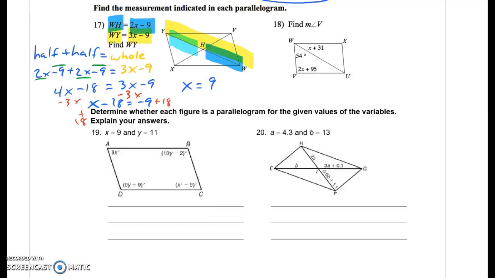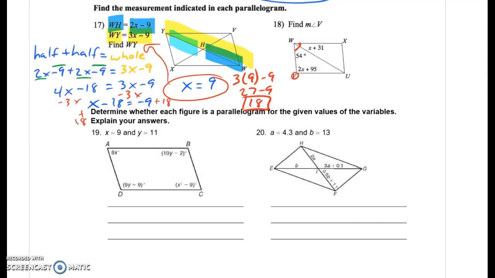Now we're not done yet because it's asking us to find WY. So we plug it in to give us 3 times 9 minus 9. 27 minus 9 is 18. That is my answer. See if you can solve 18 on your own. We're trying to find this piece here.